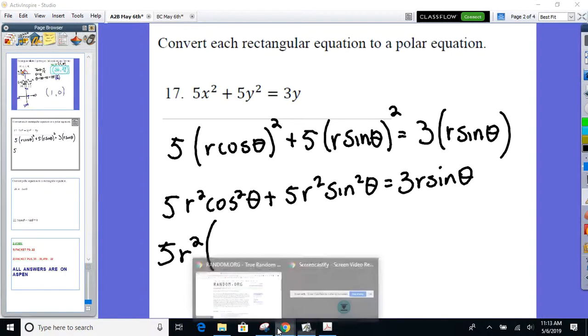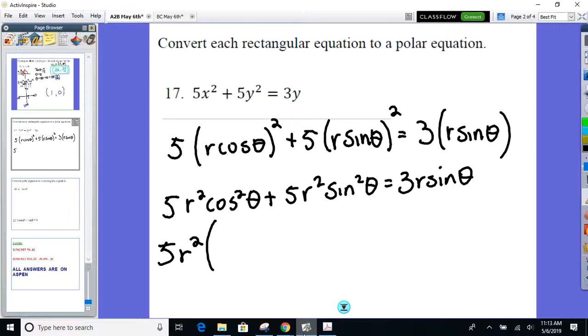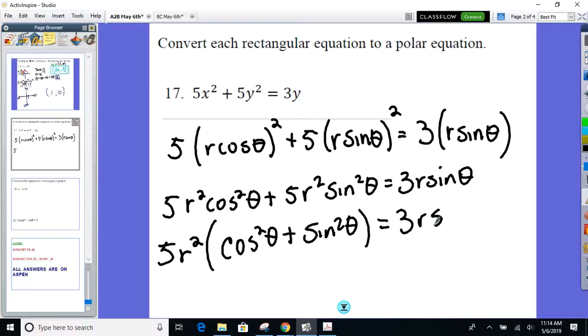Let me know what's left. 8, what's left? Yep, plus. Yep. And this goes back to Declan's question earlier. This one's a beast.